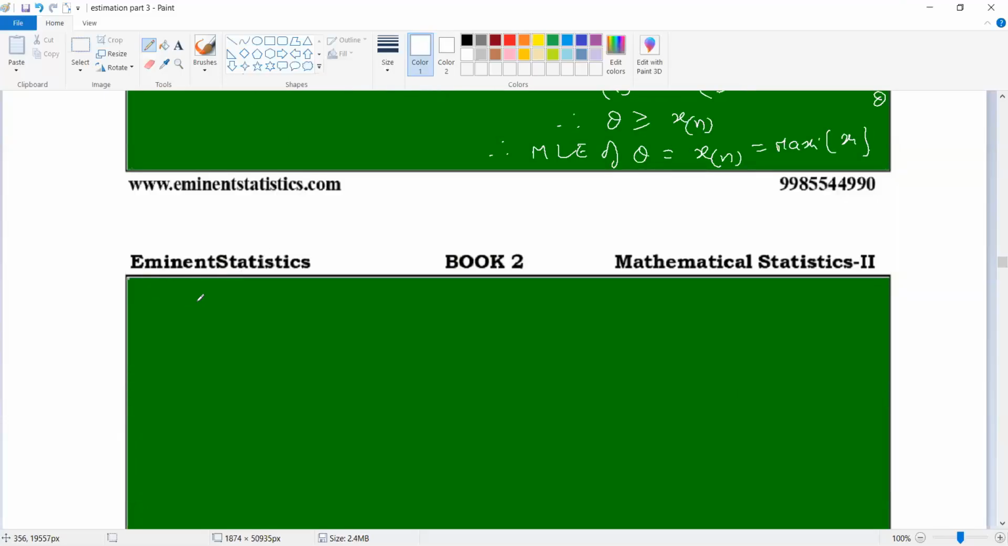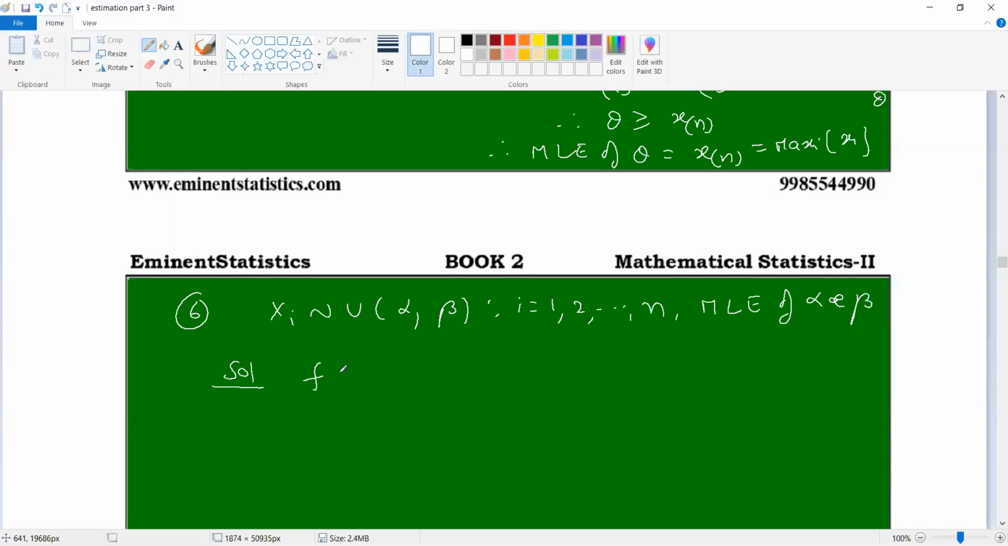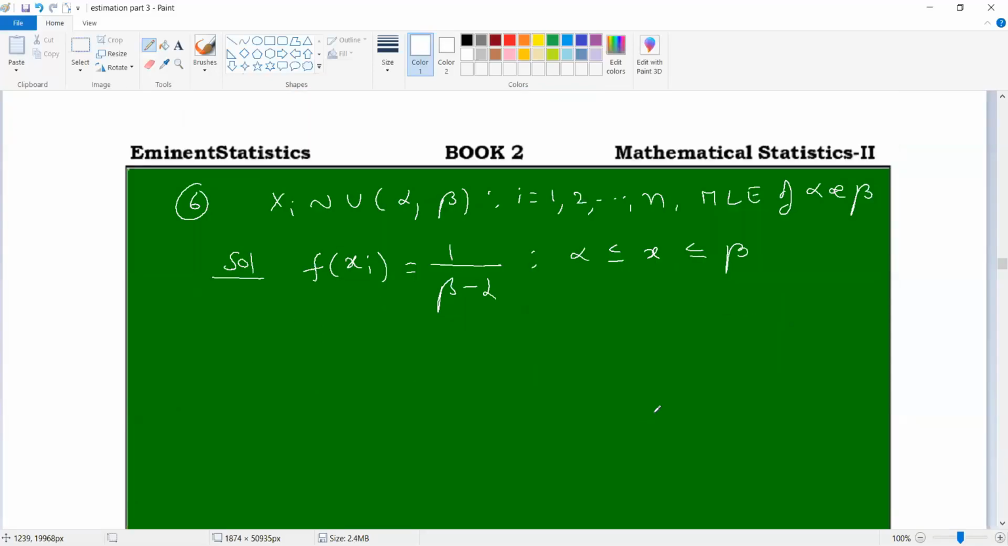One more example. Xi follows uniform alpha comma beta, i is equal to 1 to n. Here, jointly we have to find out MLE of alpha and beta. Now, using the simple technique, this is the HC Saxena technique. f of xi is equal to the PDF of uniform distribution, 1 by beta minus alpha, alpha less than or equal to x less than or equal to beta. Here we have to give the joint MLEs of alpha and beta.